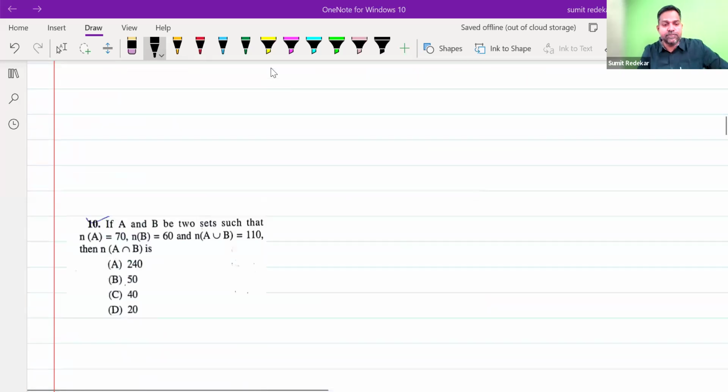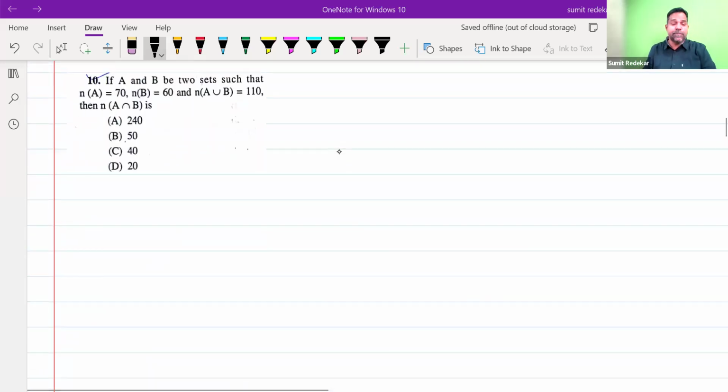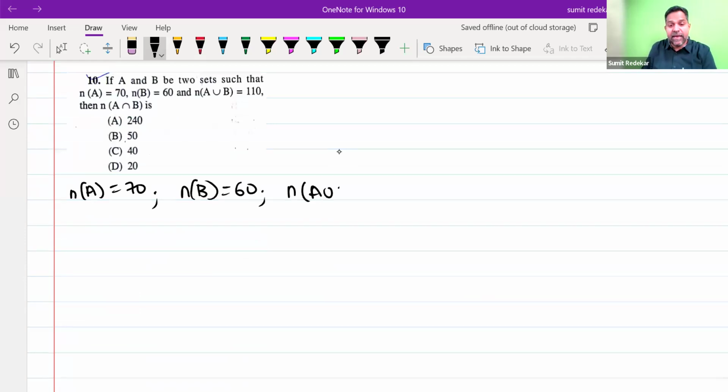Quickly moving on to question number 10. A very simple question in set theory. They had asked an exact similar question, both attempts. What does the question say? The number of elements in A is 70. The number of elements in B is 60. The number of elements in A union B is 110. The number of elements in A intersection B is asked.